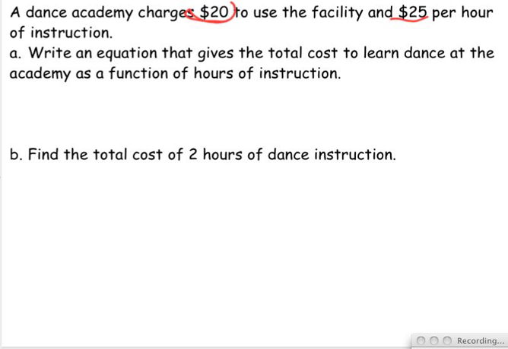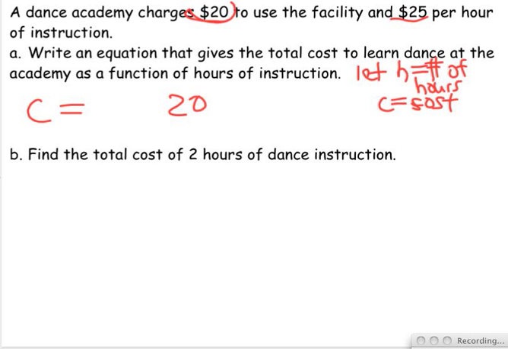So we're just going to say, let h, remember to define your variables, let h equal number of hours of dance instruction. So now we're trying to relate this to the cost, and C is the cost. So C is going to be equal to, well, first off, it's going to be $20 no matter what. But then you've got to multiply $25 per hour, because those two things are related.